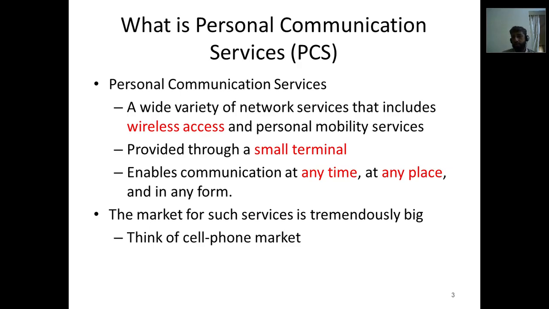Typically, these PCS services are provided using a small terminal or a small device. For example, for mobile phones, your mobile device is that terminal which is used to establish that PCS communication. And the intent of having this PCS communication is that you are able to communicate at any time, at any place or in any form. And you can see that for such a communication system we have a tremendously big market.